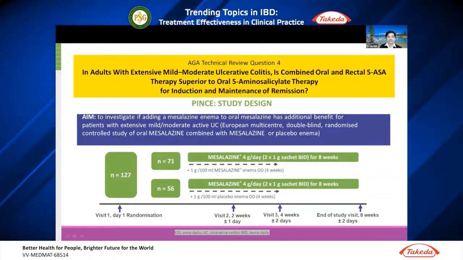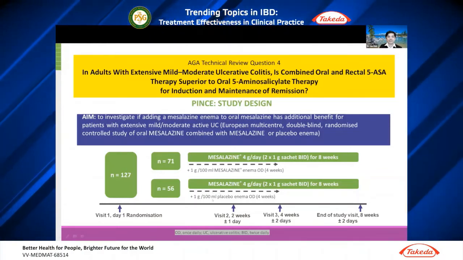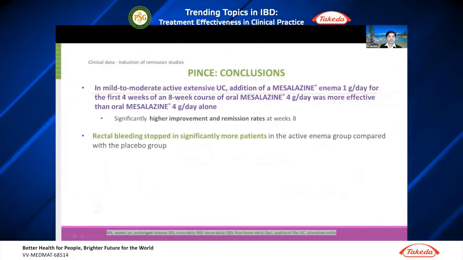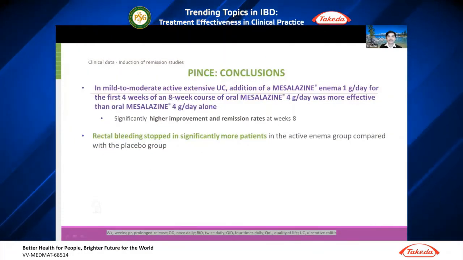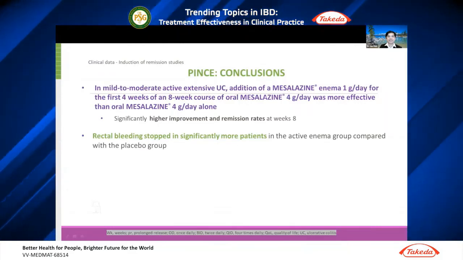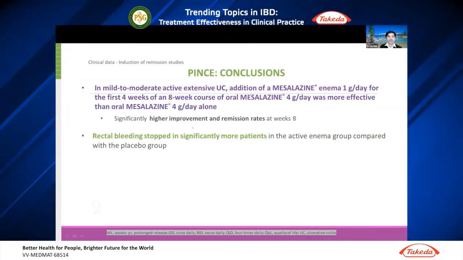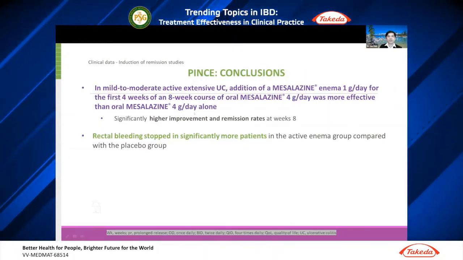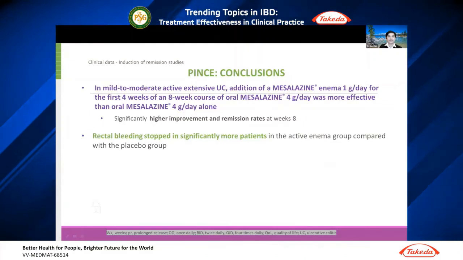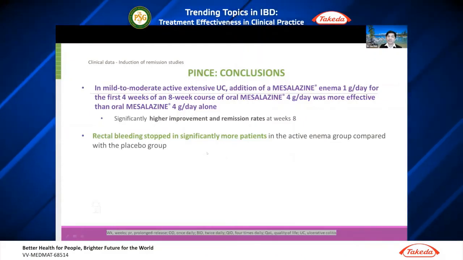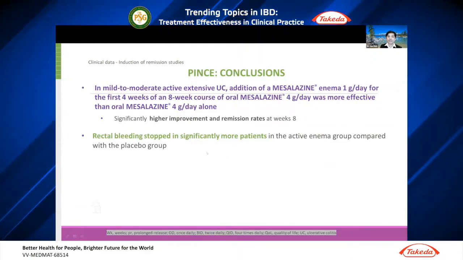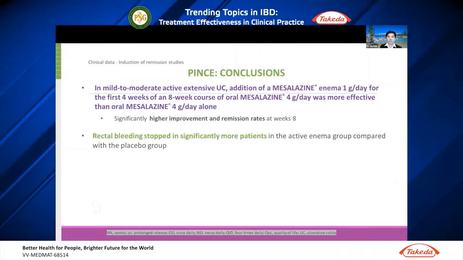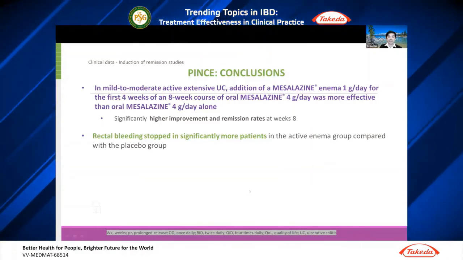versus mesalazine only, but they gave a placebo enema, okay? And these were their results. In mild to moderate extensive UC, the addition of a mesalazine enema at 1 gram per day for the first 4 weeks of an 8-week course was more effective than oral mesalazine alone. And the other thing is rectal bleeding stopped in significantly more patients in the active group compared to the placebo. So there is the topical effect of the enema here.